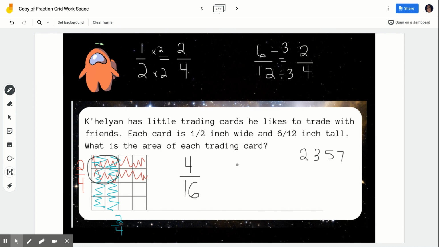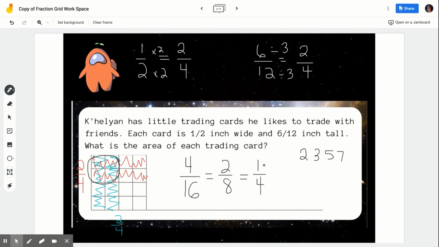And last, our simplifying strategy of dividing by 2, 3, 5, or 7 until we can't divide anymore. Let's take a look. Can I divide? These are both even numbers, so that tells me I'm going to be able to divide by 2 right away. So 4 divided by 2 is 2, and 16 divided by 2 is 8. Looking at it, both even numbers again, I can still divide again by 2. So I'm going to take another step to simplify or get it in lowest terms. 2 divided by 2 is 1, and 8 divided by 2 is 4.